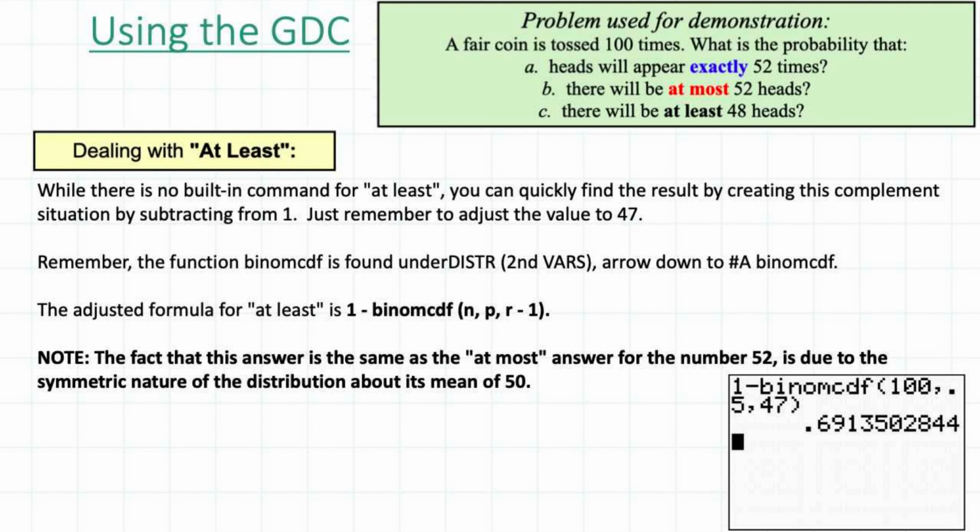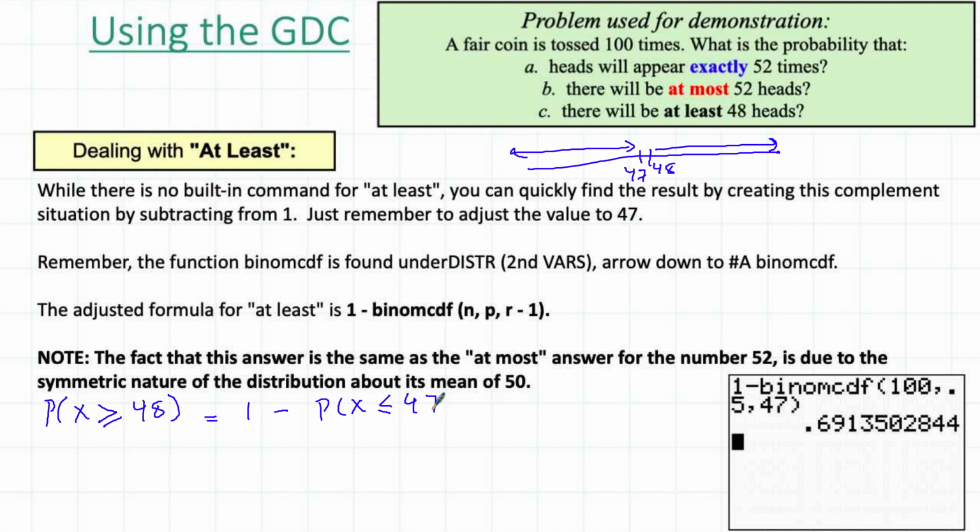Now, what about at least? Okay, there will be at least 48 heads. So in here, if I'm looking for at least, the least amount it can take is 48, so including 48. Now, the calculator cannot compute more than values. It's always computing less than. Keep that in mind, which means you have to take into account if I have 100 trials and I want 48 and more, it's the same thing as saying 1 minus the 47 and less. So 1 minus the probability of getting less than or equal to 47.